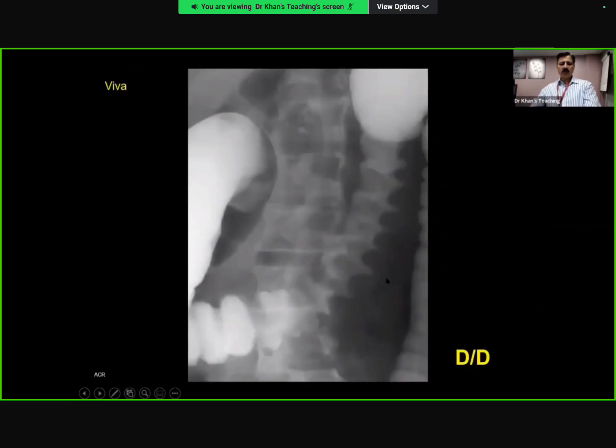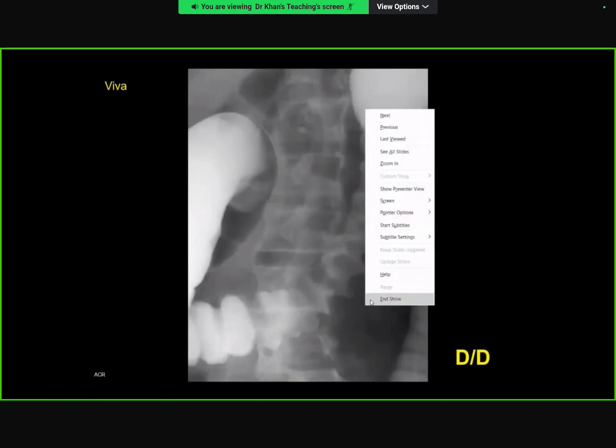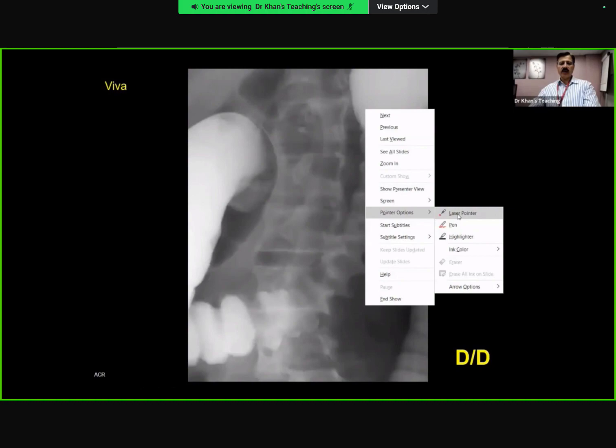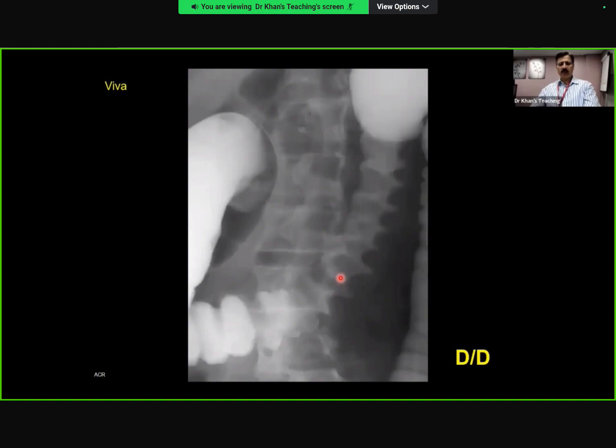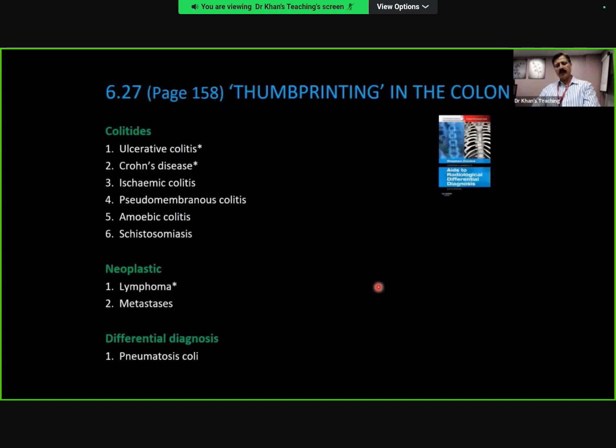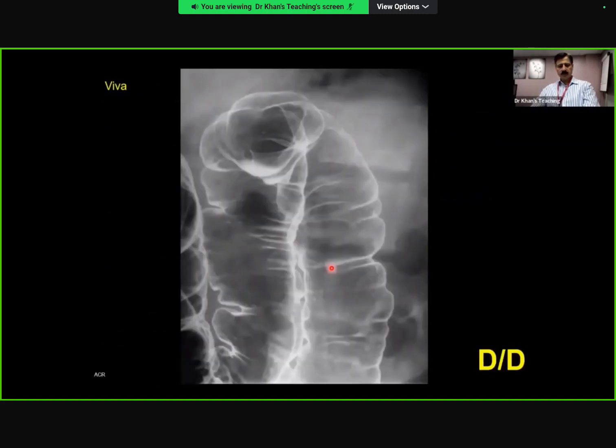What do you call this appearance? These are proper thumbprints. So the basic idea is, I've shown you thumbprints in small bowel also, and this is mucosal edema. There is a bit of differential diagnosis. Practically anything can cause thumbprinting, like all of these, ulcerative colitis, Crohn's, etc., and even neoplasia. Okay, what do you think is happening here? How do you describe this?